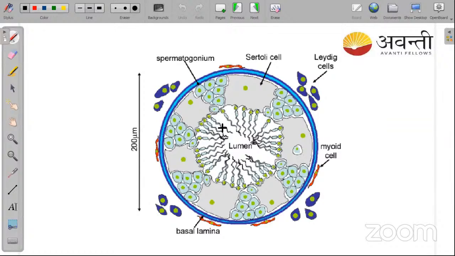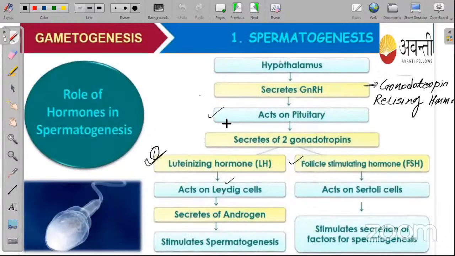So Leydig cell secretes the androgen. Androgen is nothing but testosterone. And this testosterone is responsible for stimulating spermatogenesis.